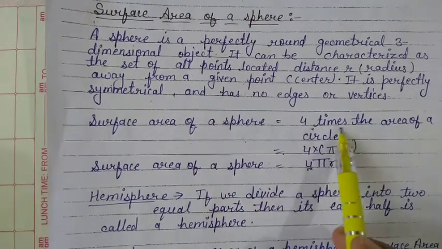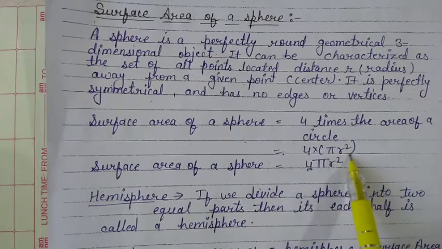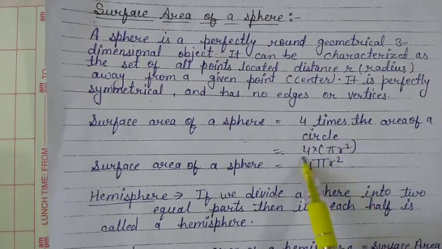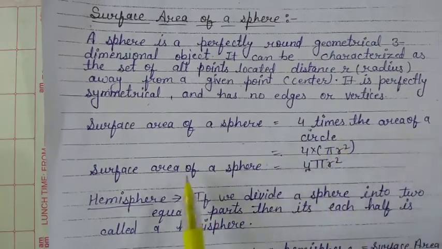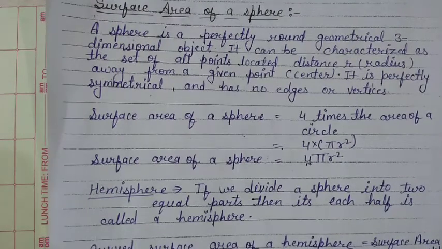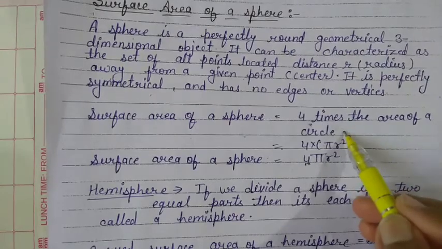So we know that the area of a circle is pi r square. So 4 times pi r square. So surface area of a sphere equals 4 pi r square. Students, you can see this in your book.